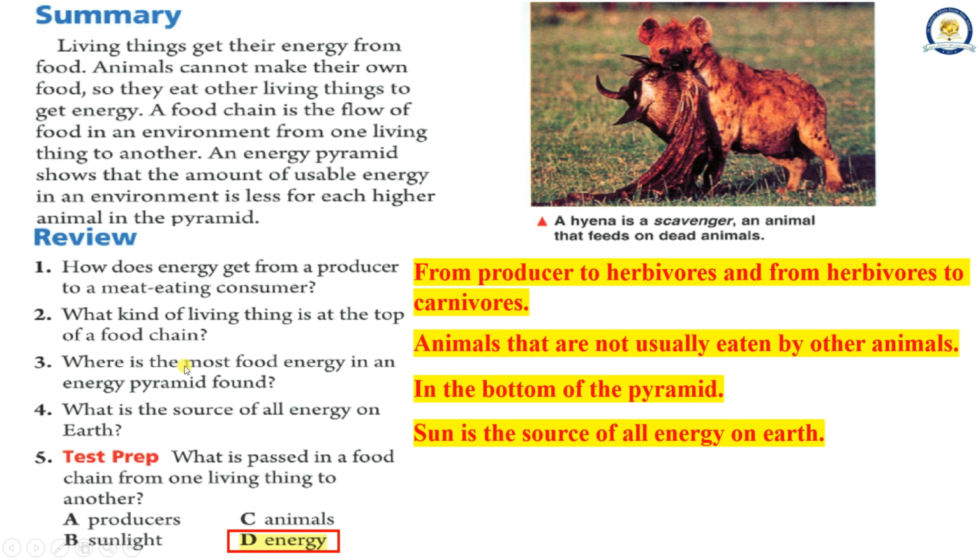3. Where is the most food energy in an energy pyramid found? In the bottom of the pyramid. 4. What is the source of all energy on Earth? The sun is the source of all energy on Earth. 5. What is passed in a food chain from one living thing to another? A. Producers. B. Sunlight. C. Animals. D. Energy. The correct answer is D, energy.